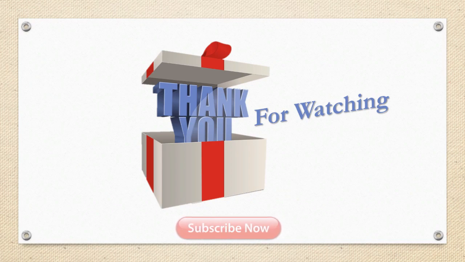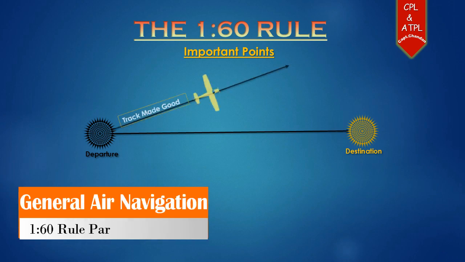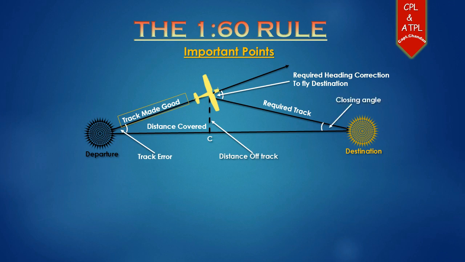We'll start now. We will see some important terms. Track made good, distance off track, distance covered, track error, required track, correction angle, closing angle, desired track. These are the points which are going to be used in various questions. Now we will see each term in detail.